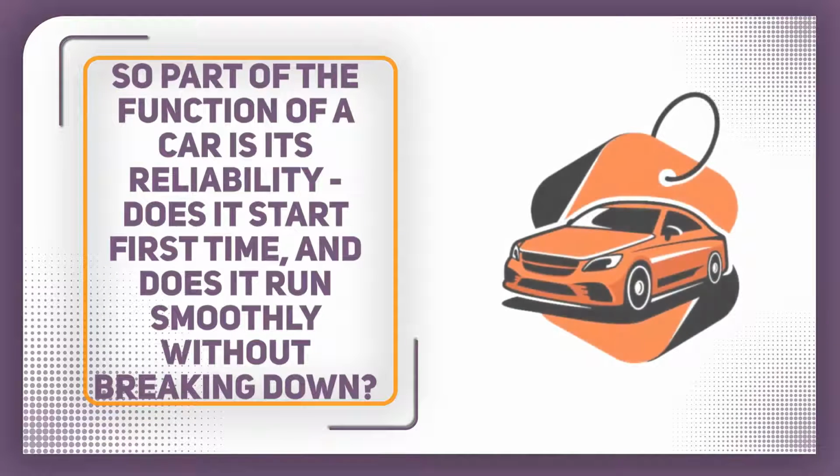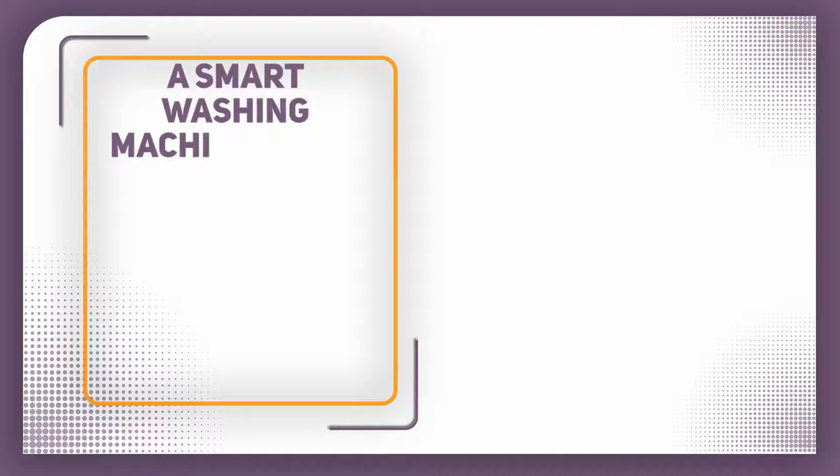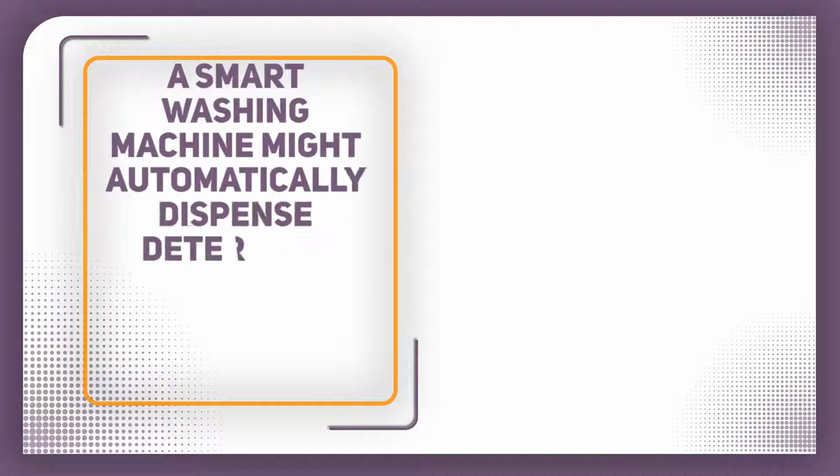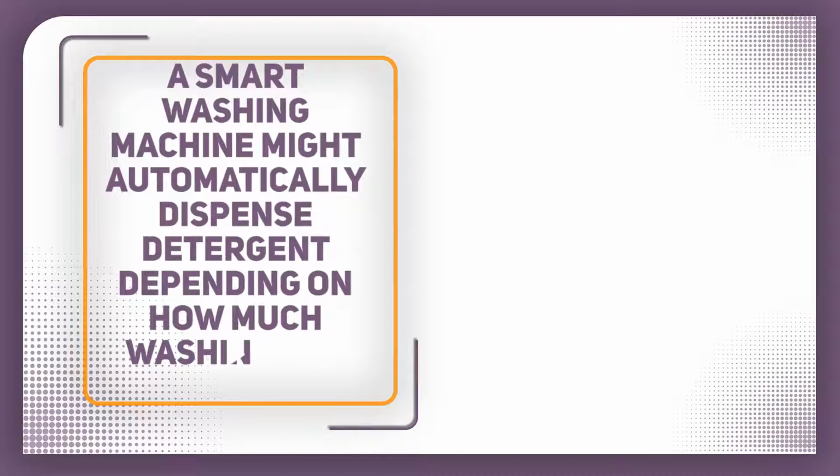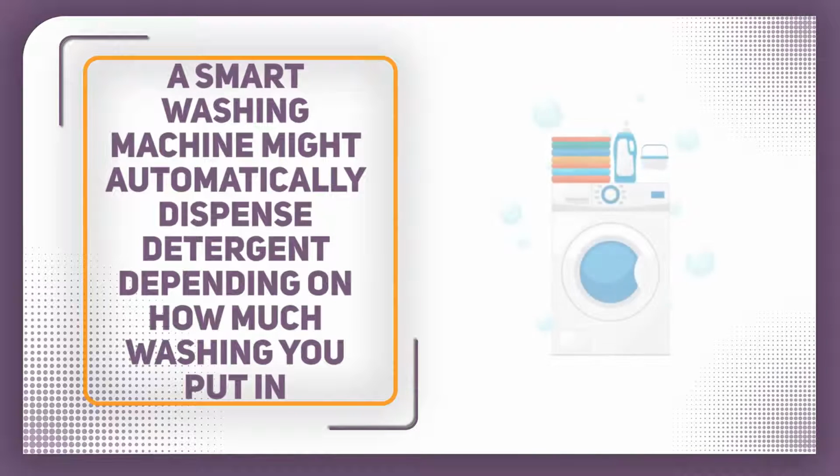Some of the functionality and features of a product may also be part of its unique selling point, or sometimes unique selling proposition. So a smart washing machine might automatically dispense the detergent depending on how much washing you put in the machine. It may also order more detergent automatically when you're running low. Those functions would definitely set it apart from most standard washing machines.